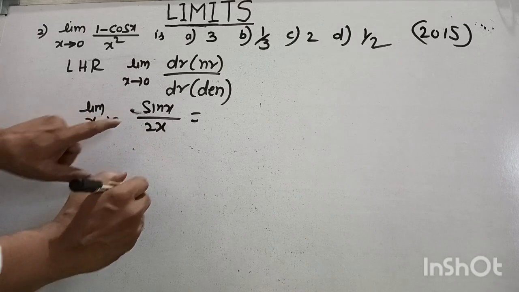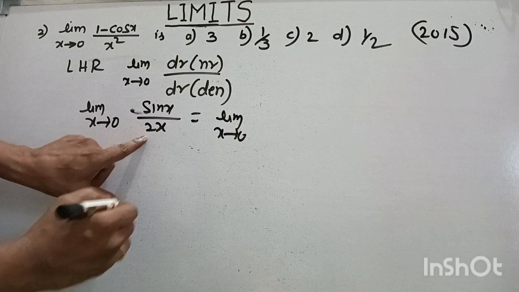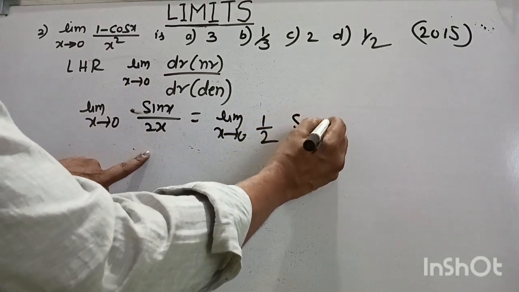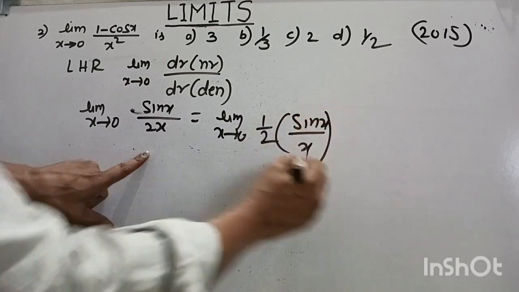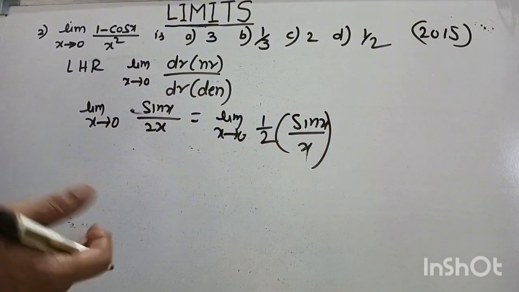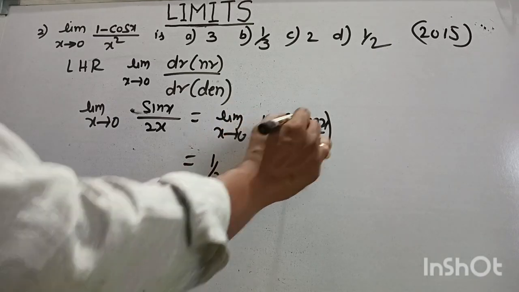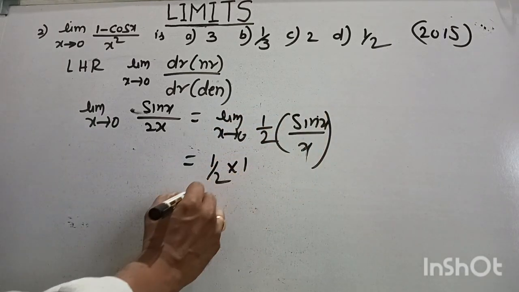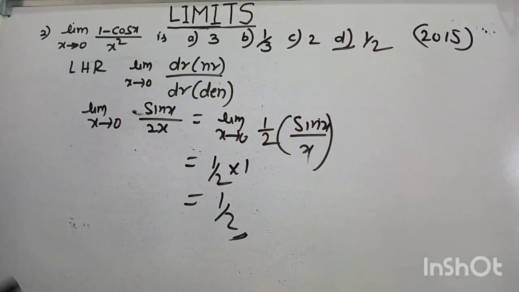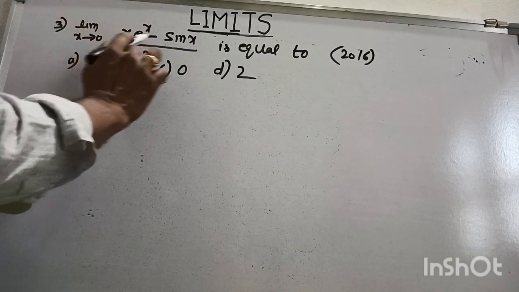So here limit x tends to 0. In the denominator 2 is there, so 1 by 2 into sin x by x. Sin x by x is a standard limit: limit x tends to 0, sin x by x is equal to 1. We know already. So this is 1 by 2 into limit x tends to 0, sin x by x, which is equal to 1. So 1 by 2 into 1 is 1 by 2. Option D is correct.